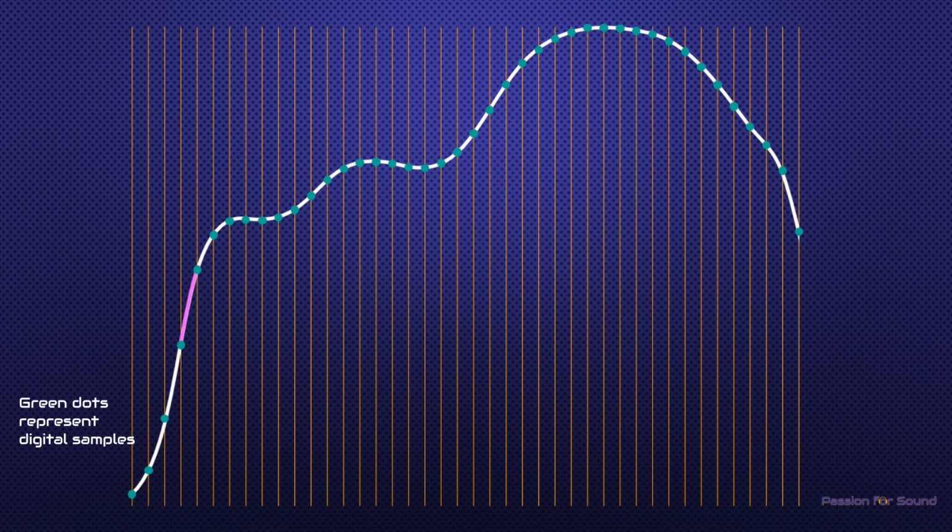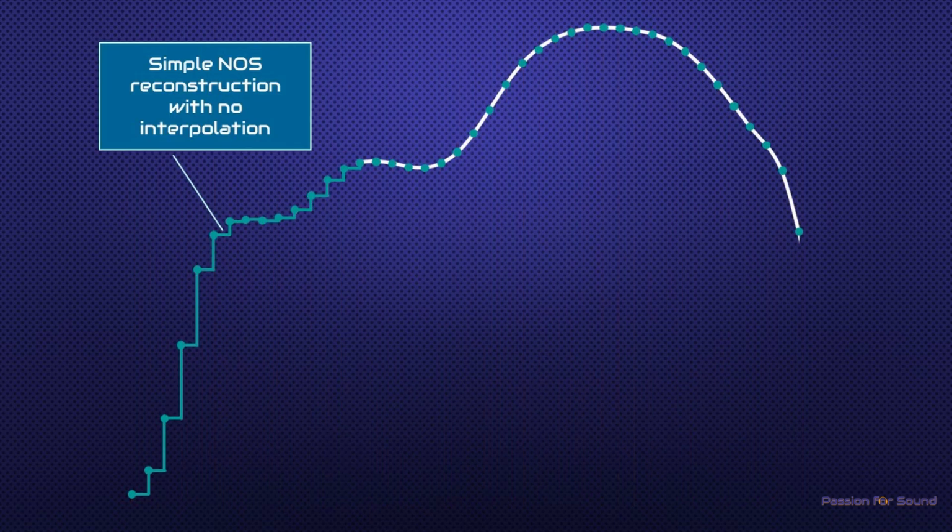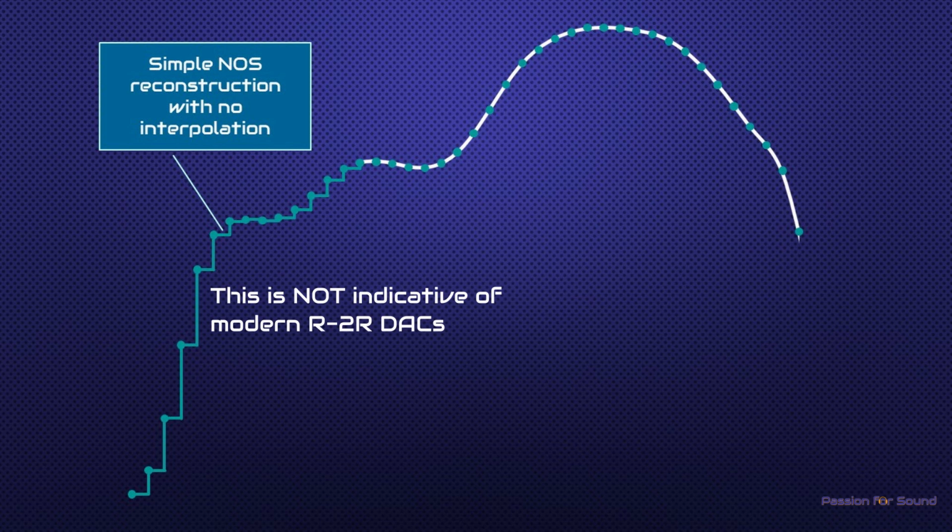So your green dots are perfectly on the white line. It's the bits in the middle that aren't. And if you look at a NOS filter, then you convert your green dots into straight lines. And that is a first order hold interpolation filter, which is a very crude interpolation filter. And you get a huge error because it's nothing like the original white line.